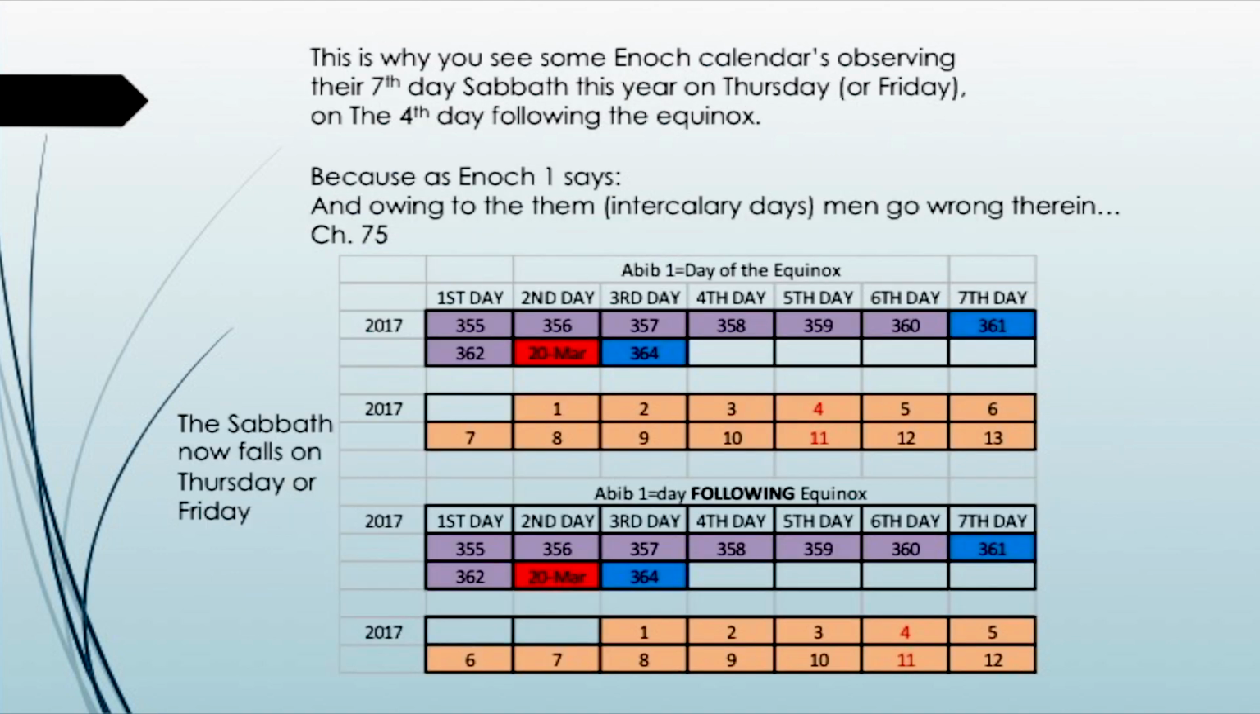This is why you see some Enoch calendars observing their seventh-day Sabbath this year on a Thursday, which for them is the fourth day following the equinox, which it is. However, Enoch 1 says, and owing to them, the intercalary days, men go wrong therein. There's a myriad of different ways to go wrong if you don't understand the intercalary days. So here in 2017, the equinox is on Monday. Monday is day 1, Tuesday is day 2, Wednesday is day 3 because it shifted, and the fifth day is now why they are keeping the Sabbath on the fourth day, which is actually our Thursdays.